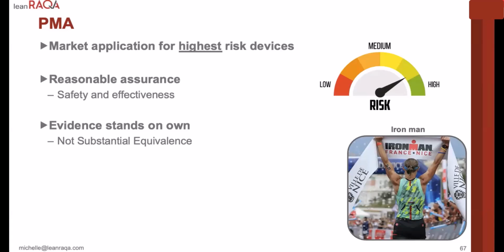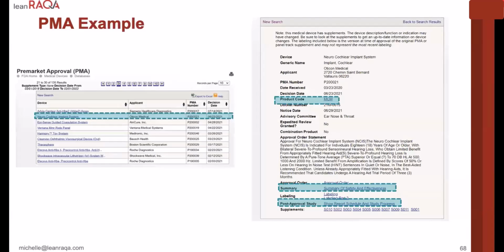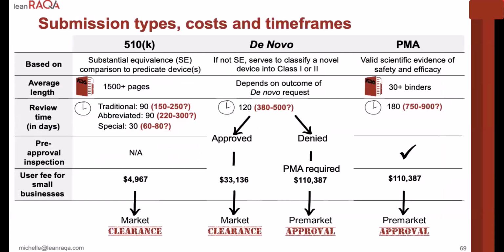So for that reason, these are the only devices that are allowed to say they're FDA approved, because they're the only ones that the FDA goes through with this level of rigor. So the information that you get with the FDA in the PMA database is much more detailed than that available in the de novo or the 510K. You get the summaries, you get the approval orders, you get copies of the labeling, post-approval studies, and all the supplements.